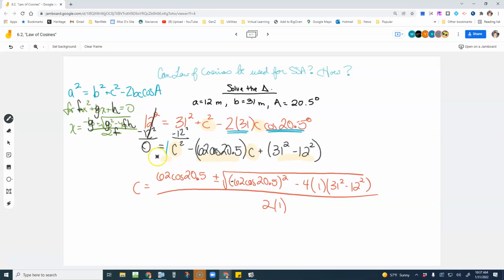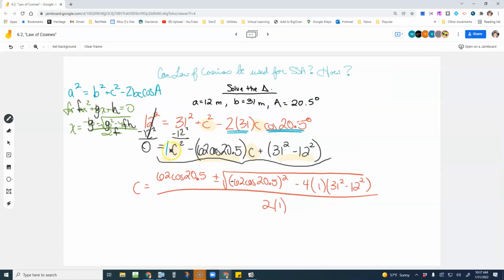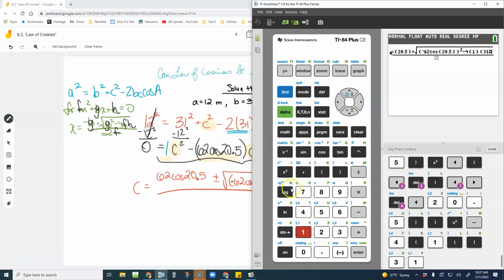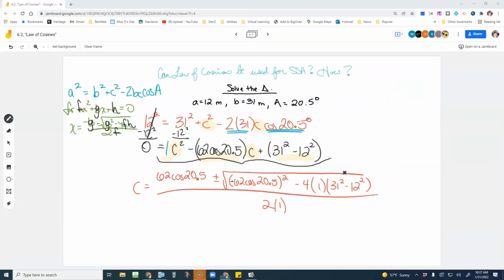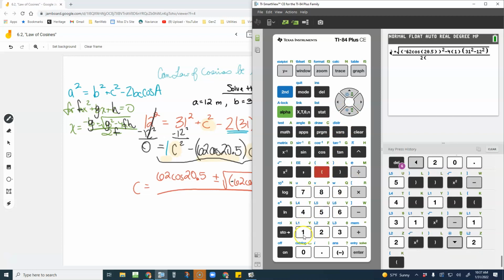But remember, I'm trying to just solve my quadratic. I am not looking up here at ABC. I'm just trying to solve my quadratic. Plus or minus square root b squared minus 4a. So a is just the leading coefficient here. So f, h, 31 squared minus 12 squared. Why don't you do that? So much easier. All over 2a, 2f.